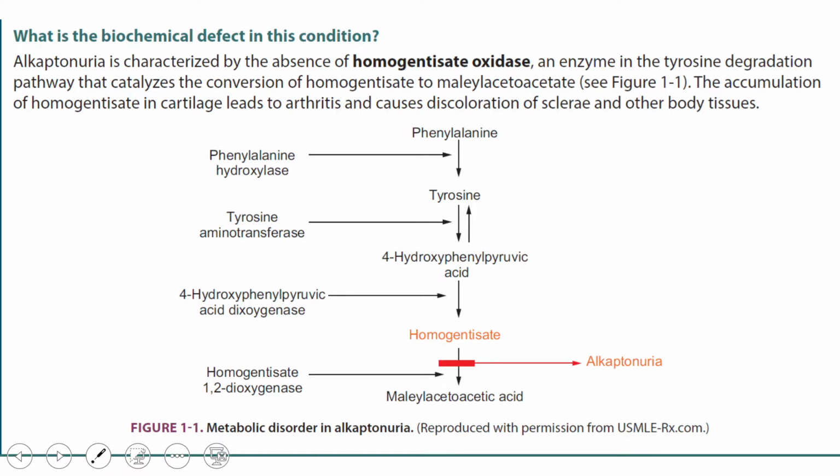So there will be an accumulation of the previous product, that is homogentisate. This homogentisate is going to deposit in various tissues and cause the symptoms that we can see in the patient, like the discoloration of sclerae, the ear cartilage, and the discoloration of urine.